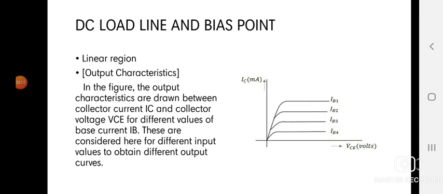And then we have the output characteristics of a transistor. The output characteristics are drawn between the collector current IC and the collector voltage VCE for different values of base current IB. These are considered here for the different input values to obtain different output values. Here we have the different input curves IB1, IB2, IB3 and IB4.